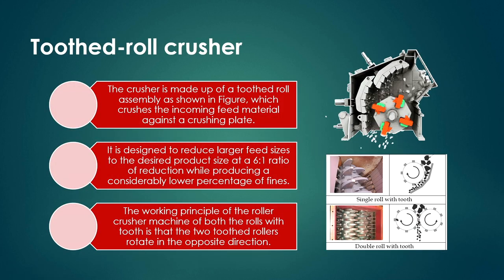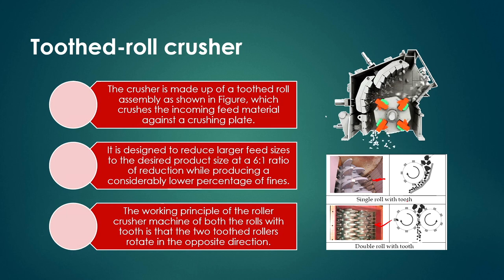Tooth roll crusher: you see here, instead of a smooth roll, the crusher is made up of a tooth roll assembled as shown in the picture, which crushes the incoming feed material against a crushing plate. Some teeth will be fixed on the rolling surfaces. Some will be single roll with teeth and some will be double roll with teeth, designed to reduce larger feed sizes to the desired product size at a 6:1 ratio of reduction, while producing a considerably lower percentage of fines.